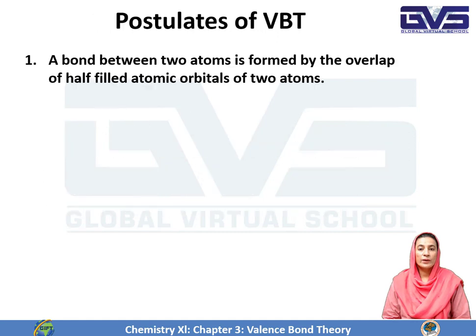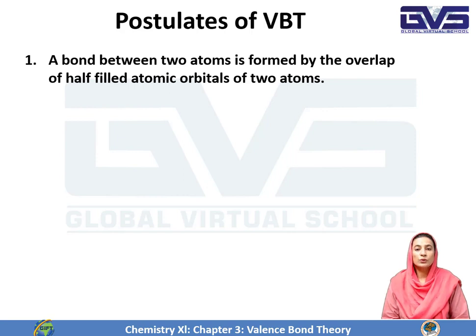And the postulates of Valence bond theory are very simple and easy to understand. First of all, a bond between two atoms is formed by the overlapping of half-filled atomic orbitals of two atoms. So just understand, a bond is formed between two atoms. These two atoms must have partially filled atomic orbitals, and partially filled atomic orbitals means they have one electron in the orbital. You know, an orbital maximum contains two electrons. So half filled or partially filled means they must have one electron in their valence orbitals, and then they overlap to form a bond.